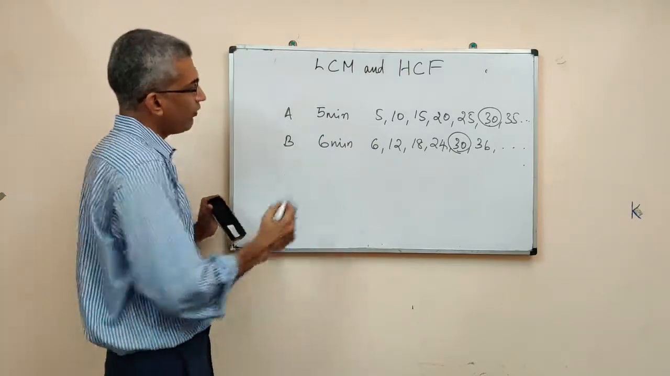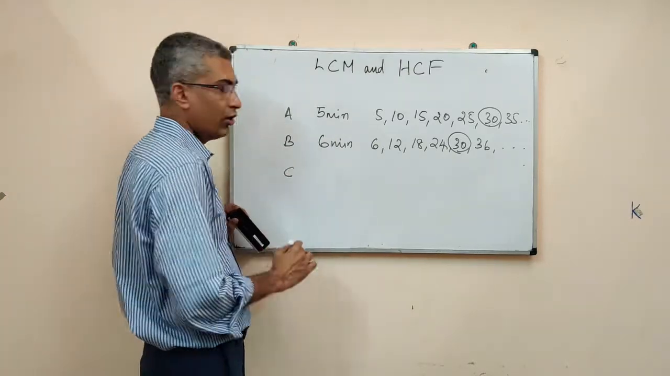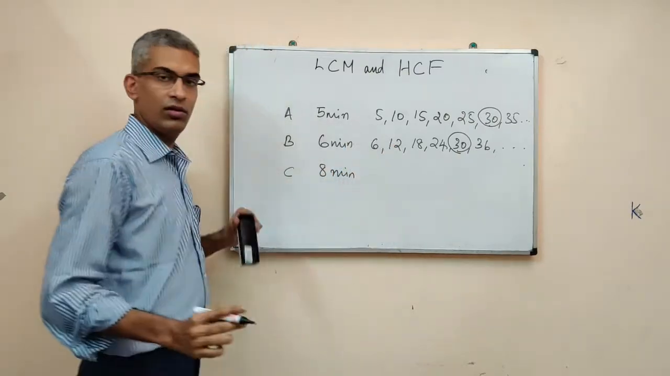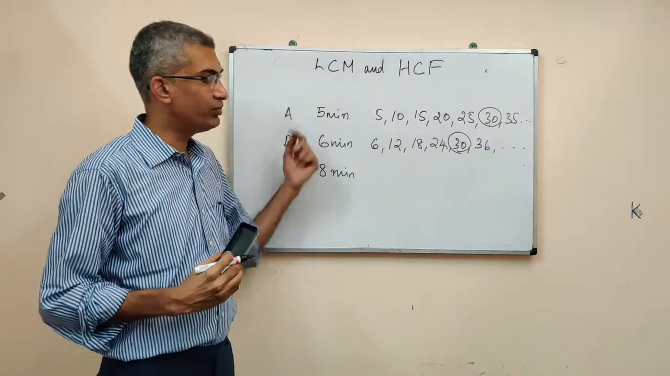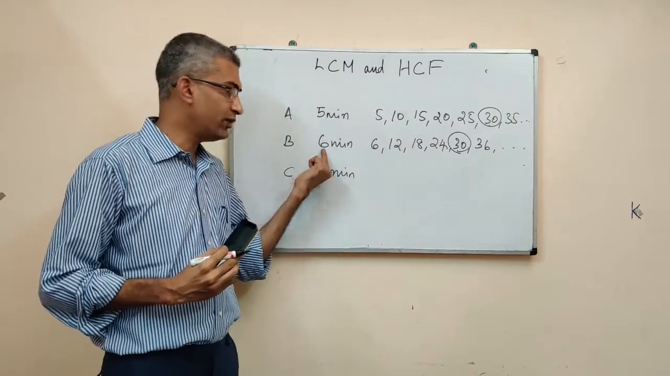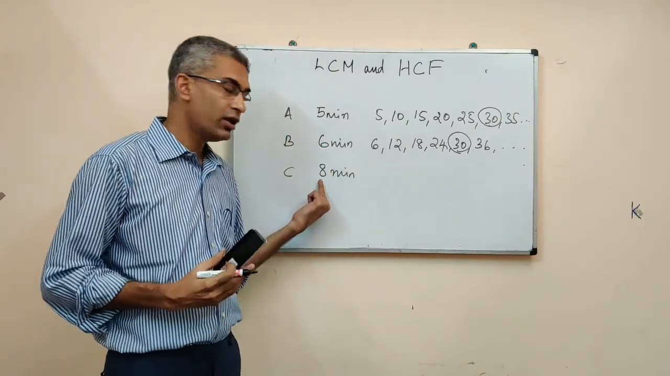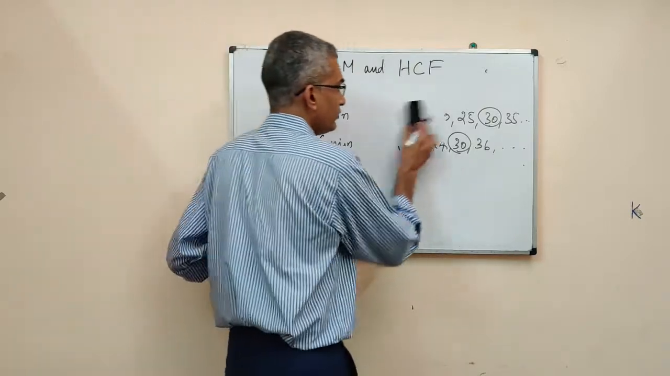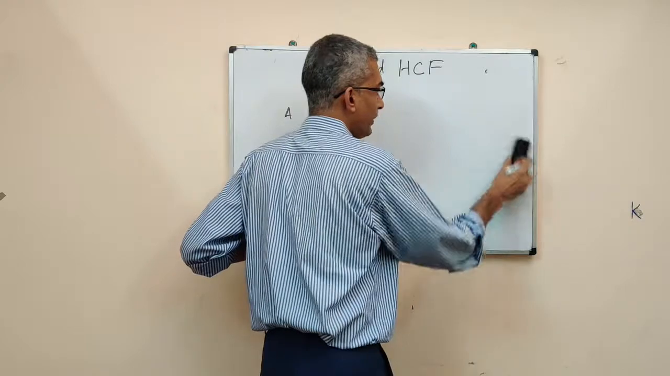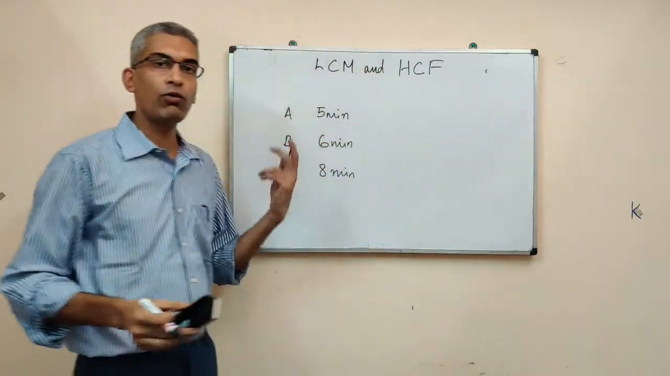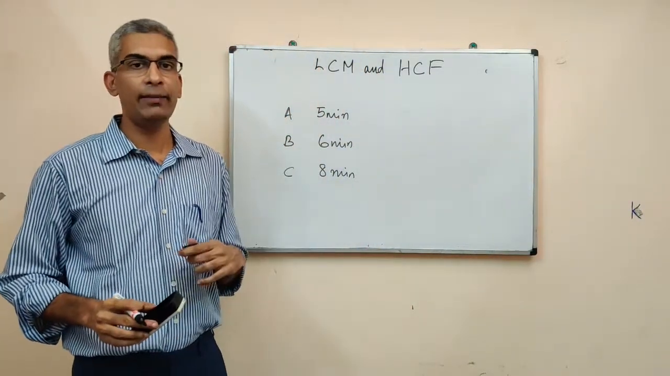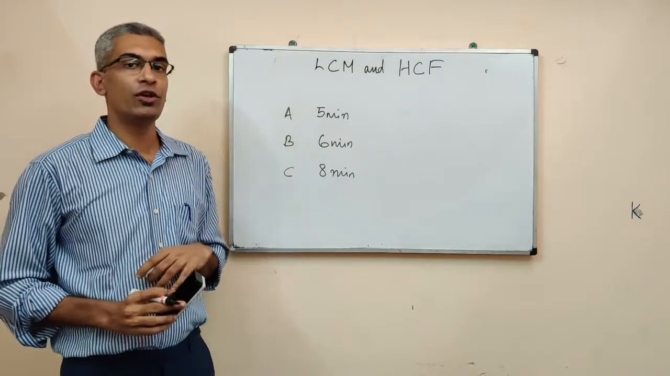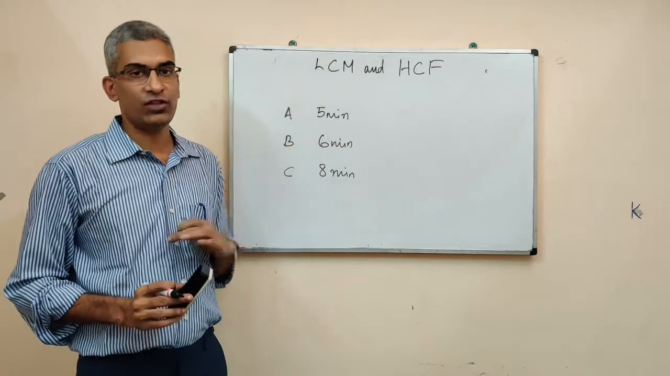Okay. What if there was a third machine which beeps every 8 minutes? So I have a machine which beeps every 5 minutes, another machine which beeps every 6 minutes. What about a third machine which beeps every 8 minutes? All three of them happen to beep together at this moment. After how long will these three beep together again? That's the question. So what we have to do is, we have to find the LCM of these three numbers.